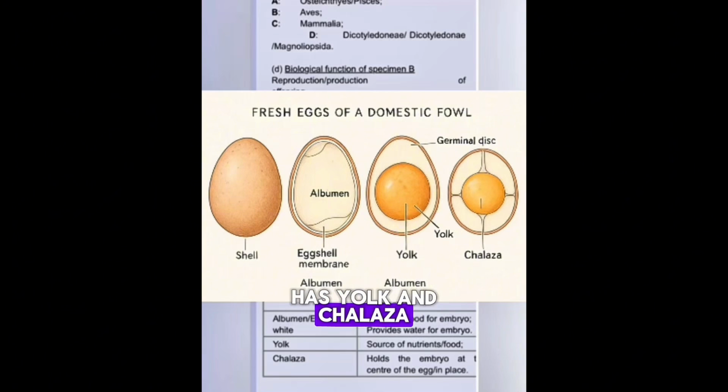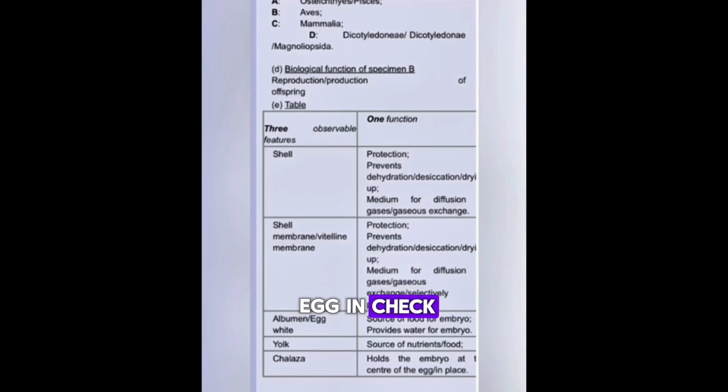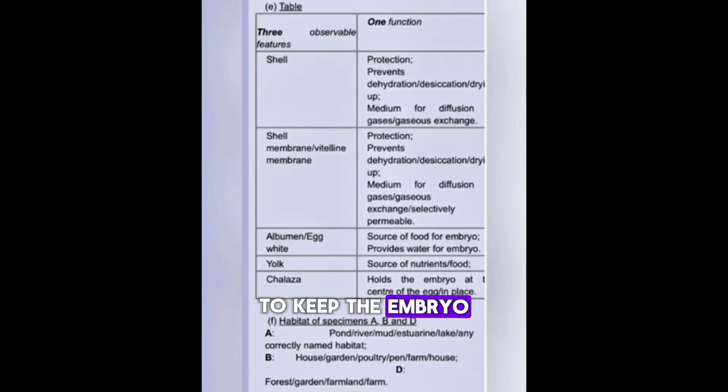Then it has yolk and chalaza. Yolk is a source of nutrients, and of course we know that most of us like it. And then chalaza holds the embryo at the center of the egg in place, just to keep the embryo in check.